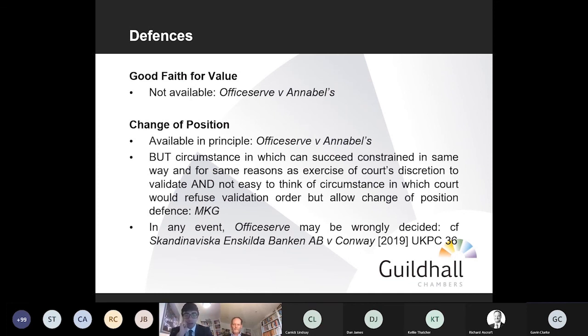So really, that effectively has started to sound the death knell for the idea that there may be a change of position defence available. And the final nail in the coffin may well have come from a decision of the Privy Council in a case called Scandinavian and Conway.